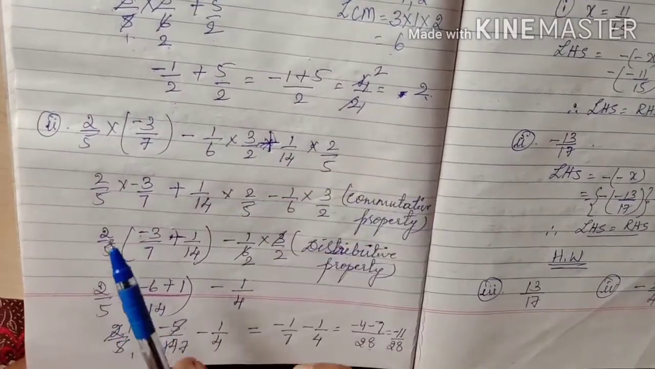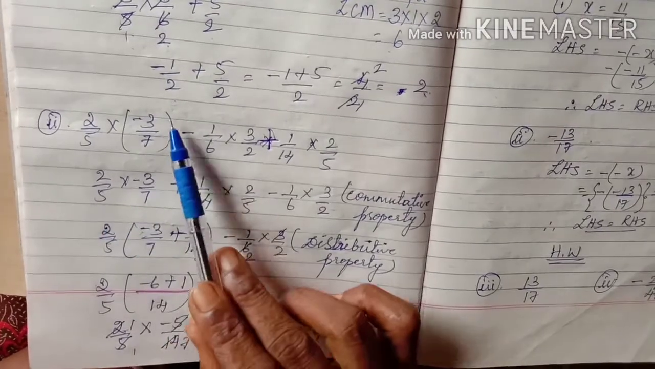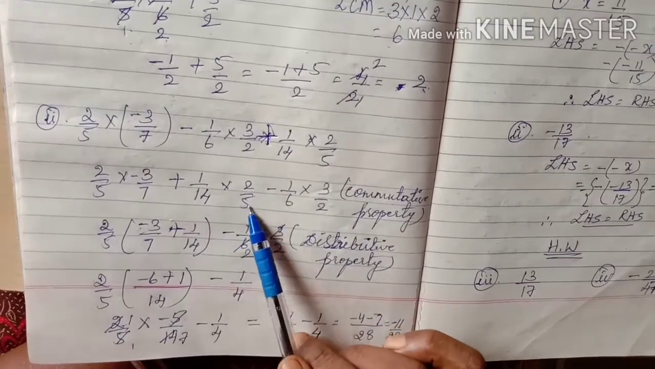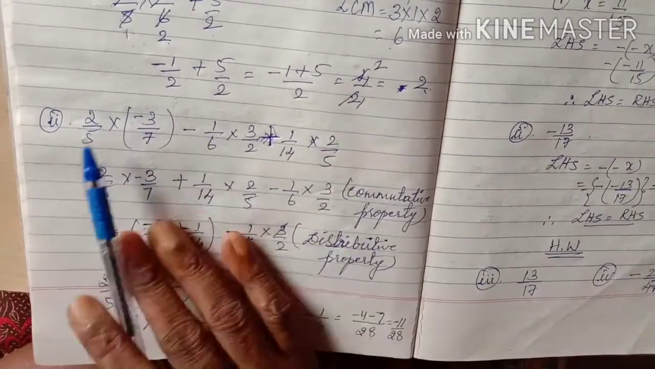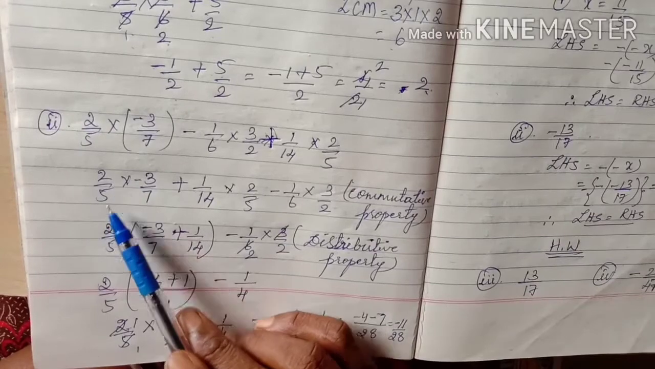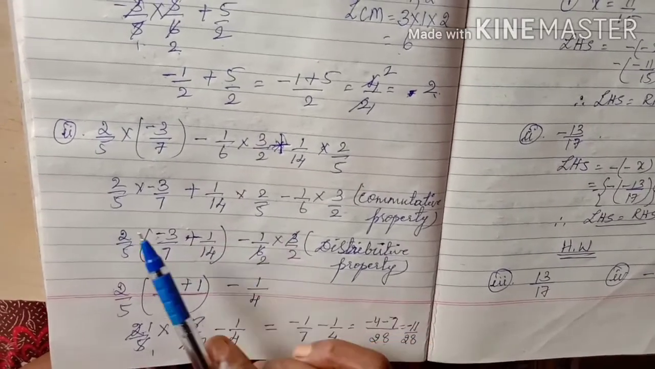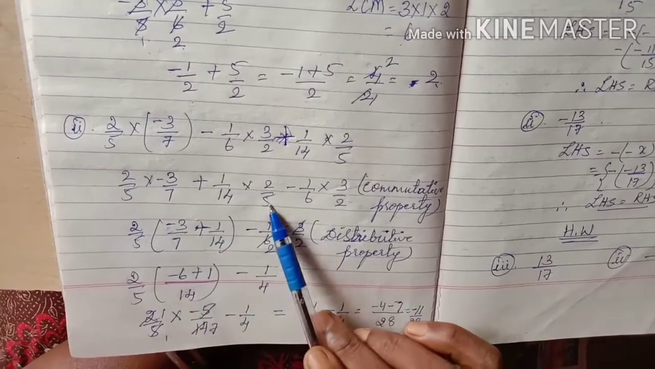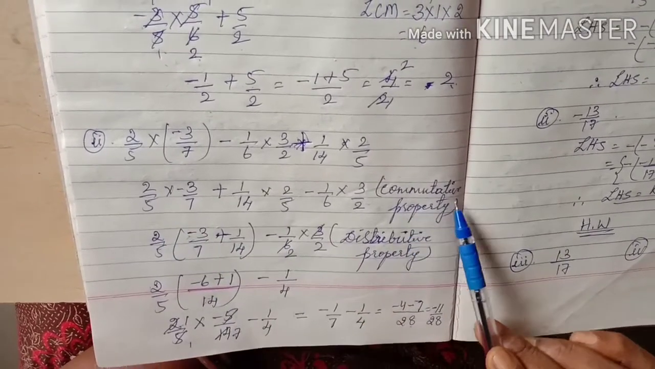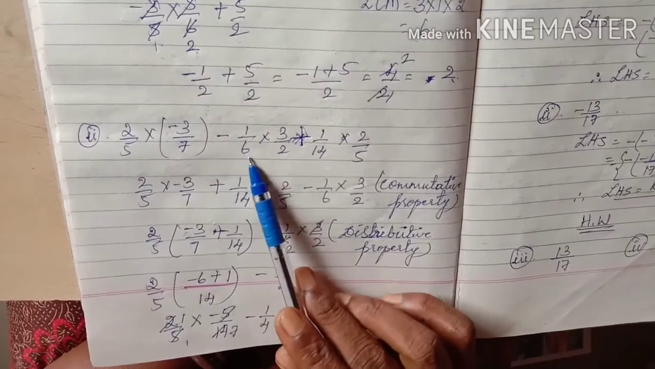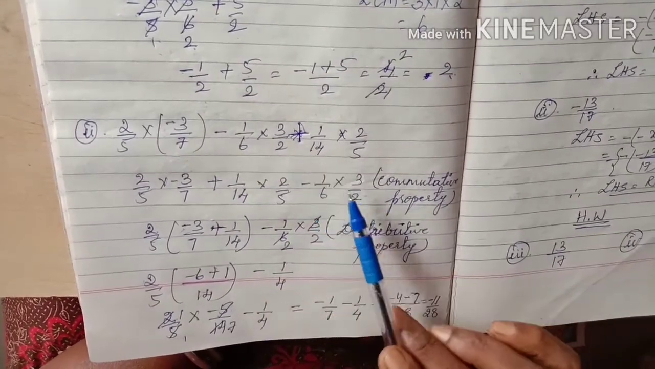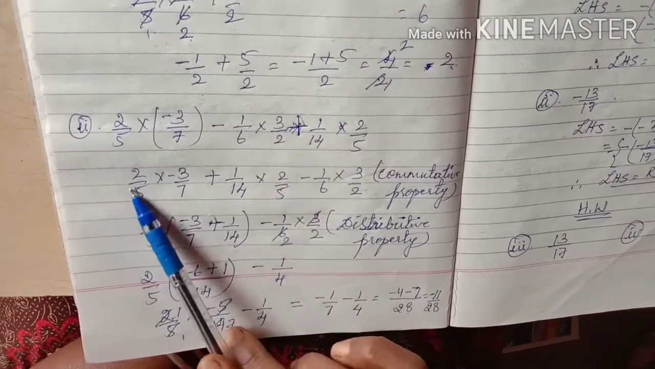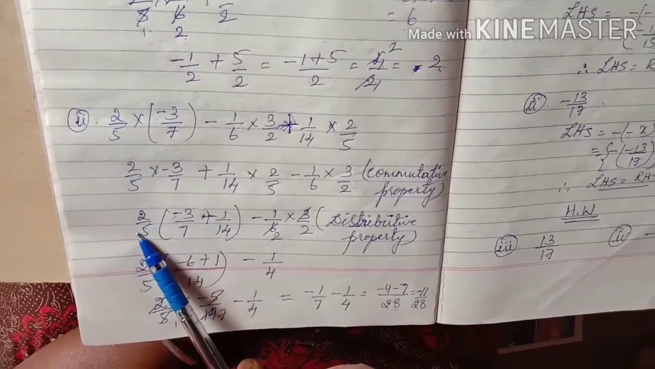Okay. Now 2 by 5 into minus 3 by 7. Then plus 1 by 14 into 2 by 5. I have taken separated like this. Why? Because we have here 2 by 5 and 2 by 5. According to what property? What is the property we can apply here? This is nothing but the commutative property. Then remaining is minus 1 by 6 into 3 by 2. Commutative property.